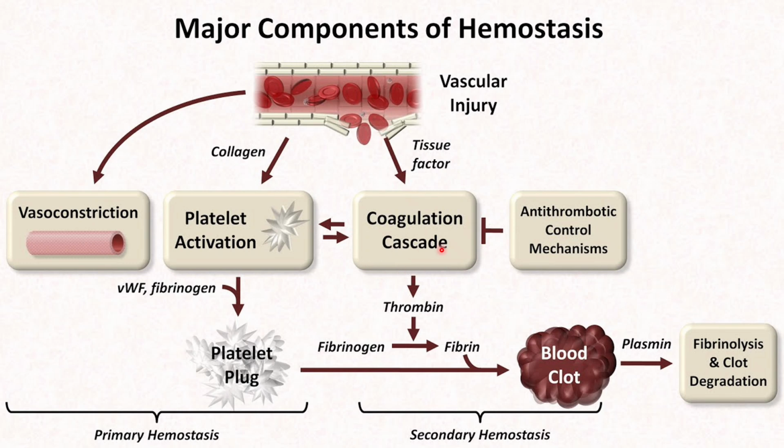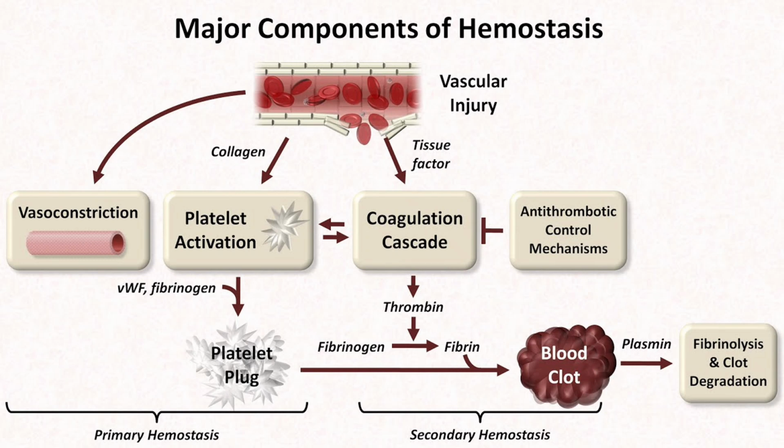Now, in order to stop this, you have antithrombotic control mechanisms. That's actually a feedback loop in order to degrade the clot that's been formed and allow tissue repair. This clot cannot stay there. It has to be degraded, it has to be digested, in order for new tissues to take over that particular spot where the clot is formed.